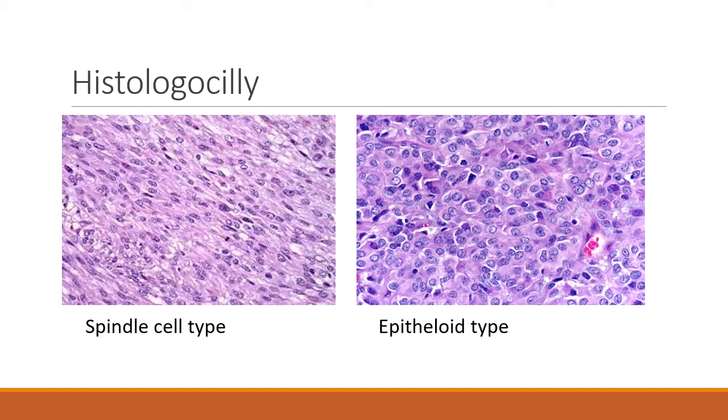Other mesenchymal tumors that are seen are of smooth muscle origin. It may be of leiomyoma or leiomyosarcoma, or nerve cell origin, that is schwannoma, etc.